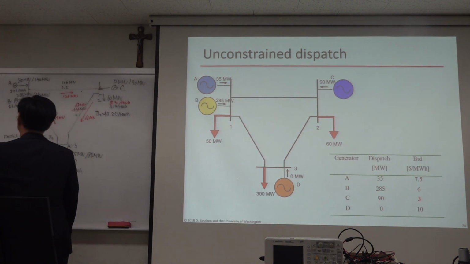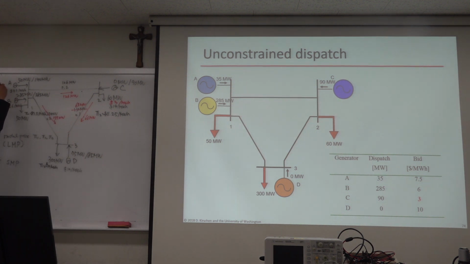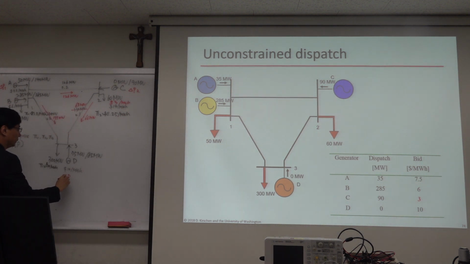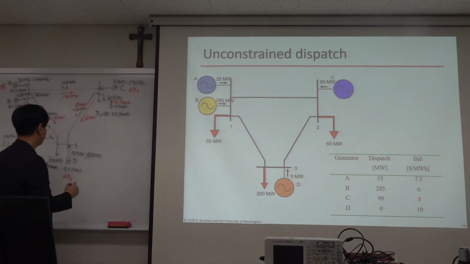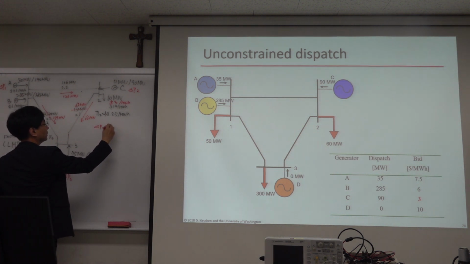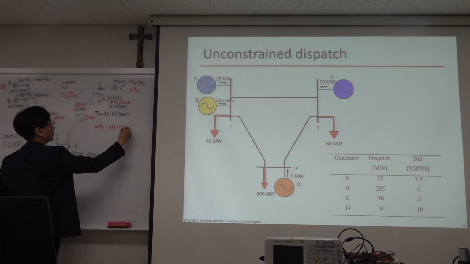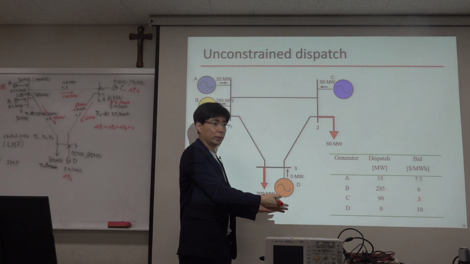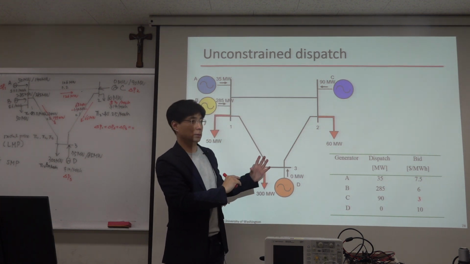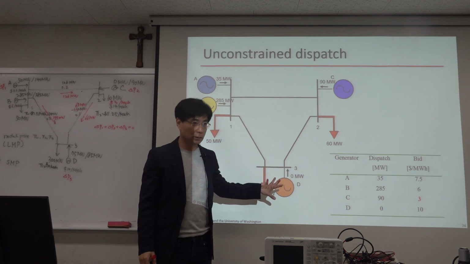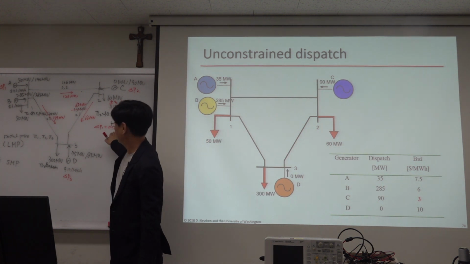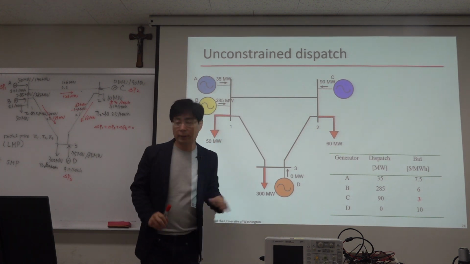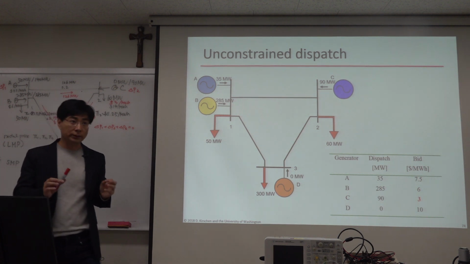So delta P1, delta P2, delta P3, and delta P1 plus delta P2 plus delta P3 should be 0. So from economic dispatch, we check the line constraints and want to determine this delta P1, delta P2, delta P3. And using the superposition principle, check the constraint here, here, here. And what else?